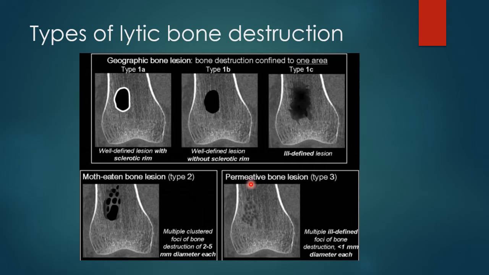The first one, which is geographic bony lesion, is a bony destruction which is confined to one specific area of the bone. It has three types, 1A, 1B and 1C.